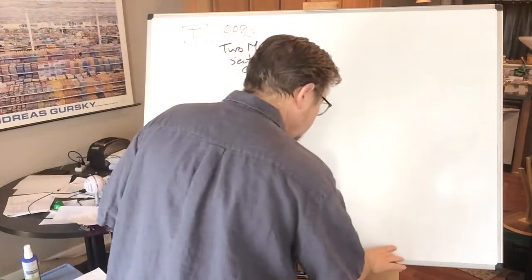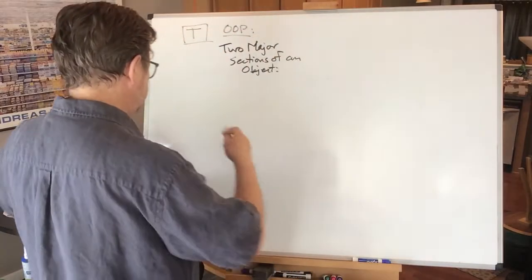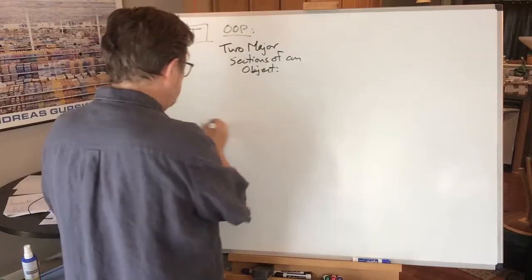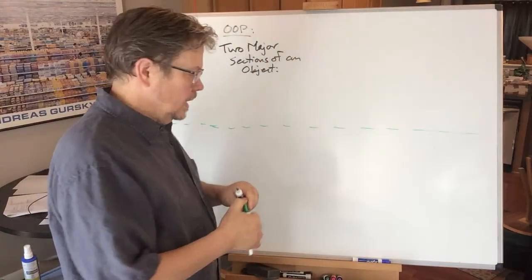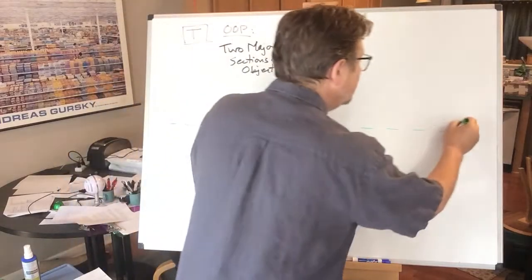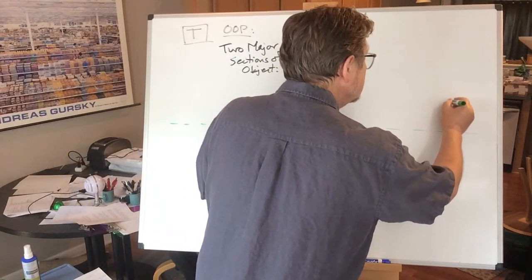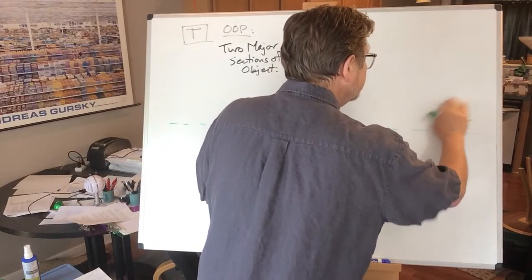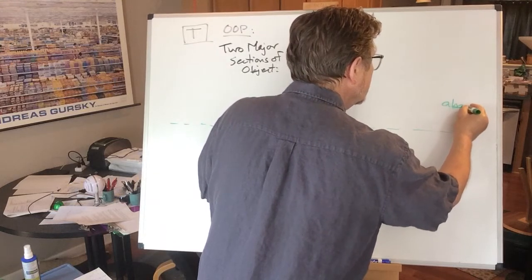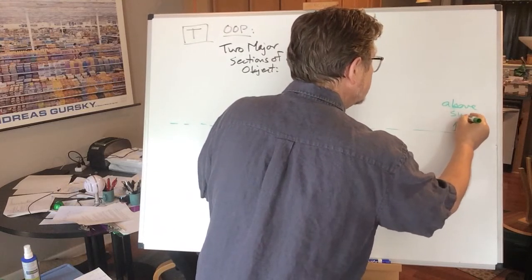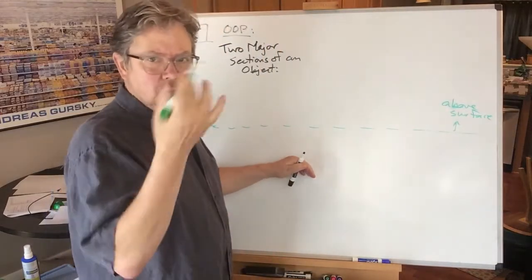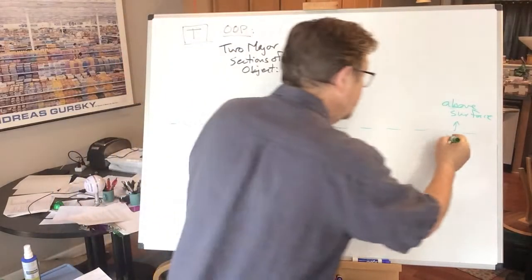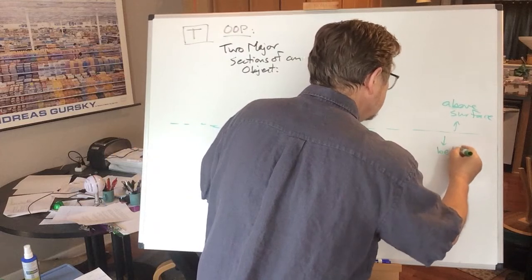But first, I'm going to use green because that's kind of like grass. I'm going to draw a dotted line right through the middle of the board, like so. And then I'm going to label the two halves of the board. This is above the surface. Abbreviated above surface. Things above ground. That's why I use green for grass, ground. Okay. This is below surface.